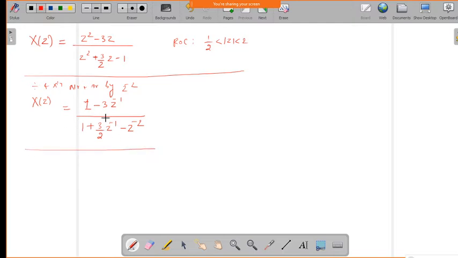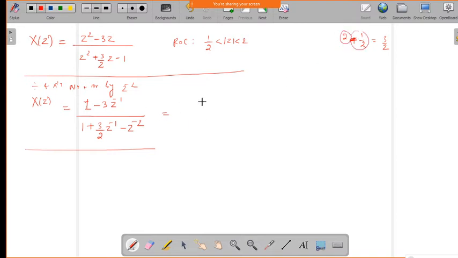Now find out the roots of this equation. Here the constant is 1 and this is 3 by 2, and you will get the roots as 2 and 1 by 2. If you multiply 2 and 1 by 2, you get the constant 1, and if you subtract 2 minus half, you get 3 by 2. Like this we have to find the roots.